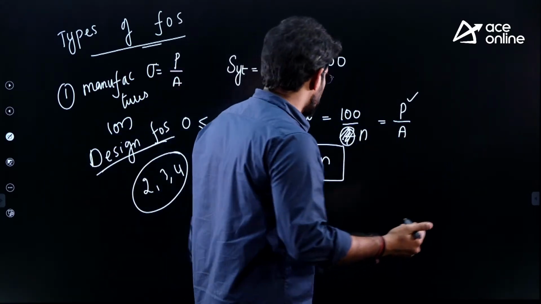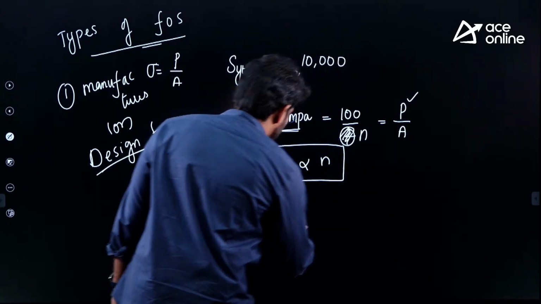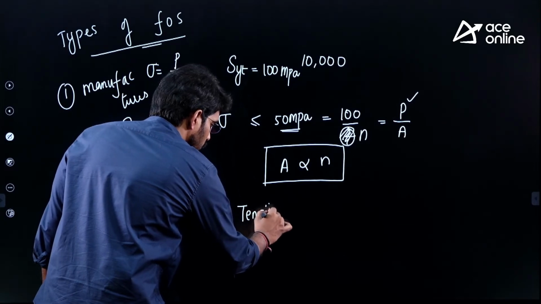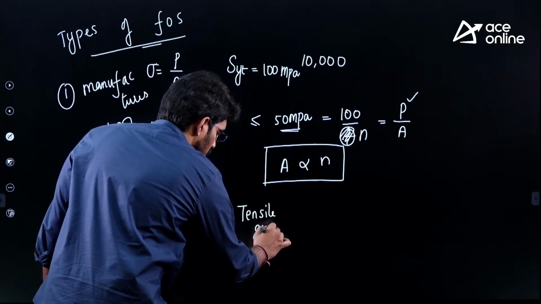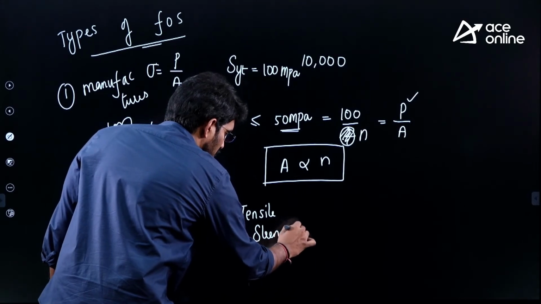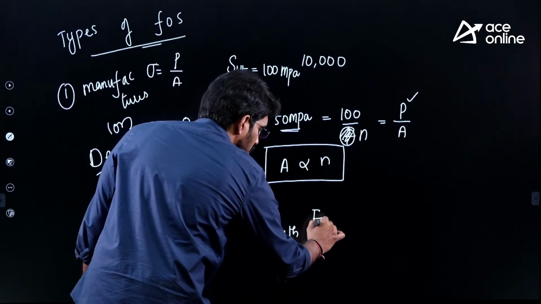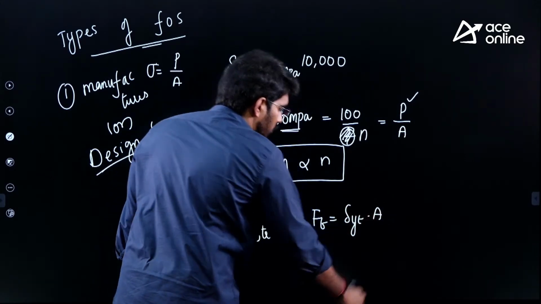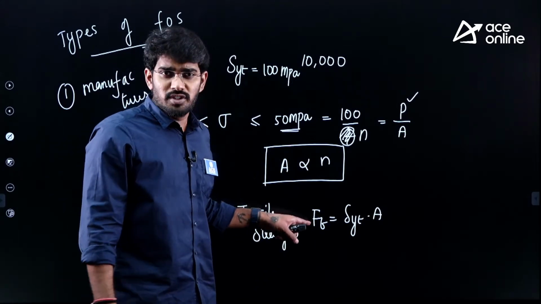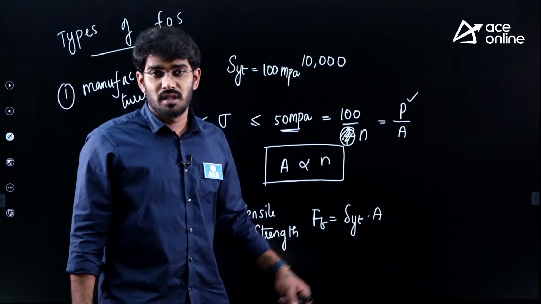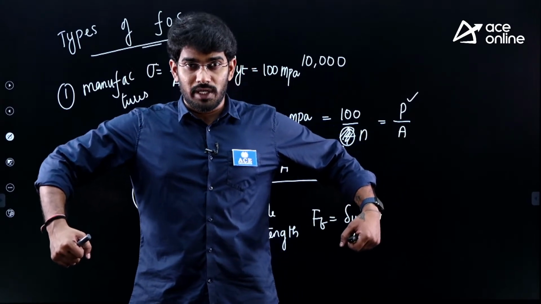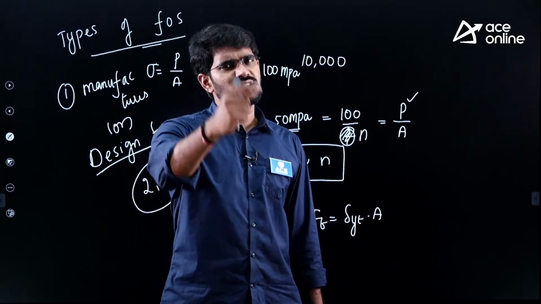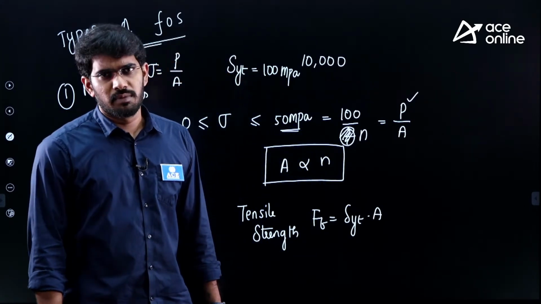I can say that the strength of this component, if I speak of tensile strength, the maximum load that can be applied on the component, Ft, is equal to capacity of material times area of component. Remember that the strength of a component increases with increase in area. The more area you take for a component, the more load it can withstand. This is the simple point that you need to keep in mind.